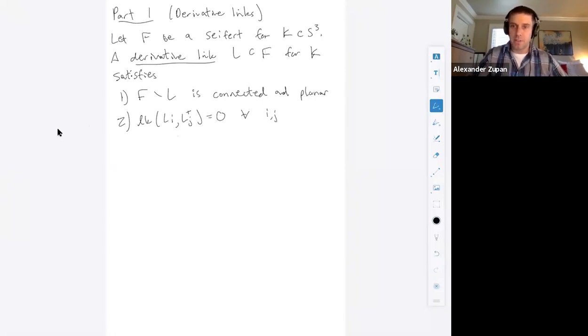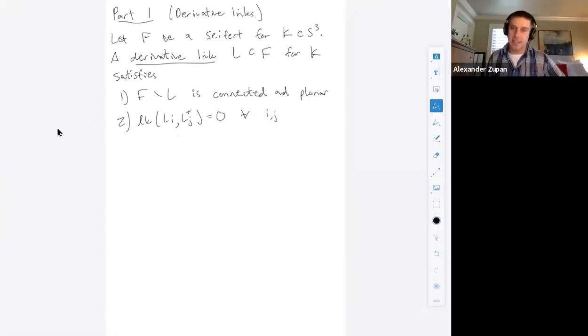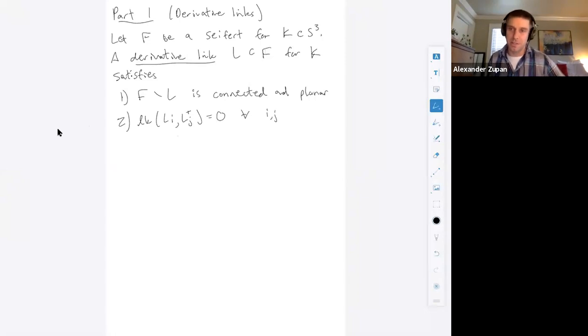So that's the definition of a link embedded in the surface. It is contained in the Seifert surface, yes. The only reason you need the push off here is when i equals j. I could say that linking numbers are 0 when i is not equal to j, and the surface framing of each component is 0. Yes.